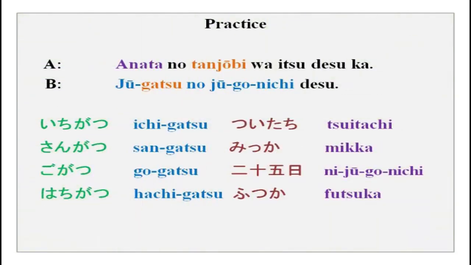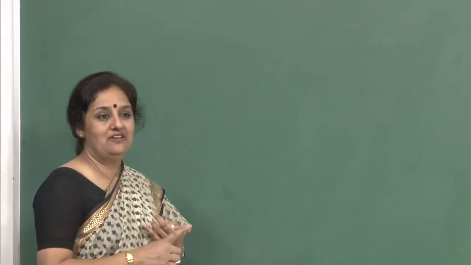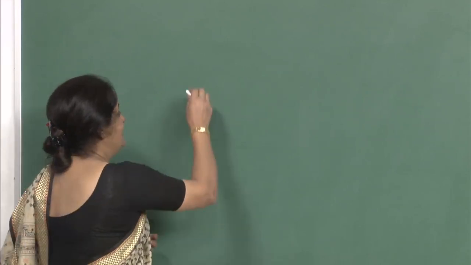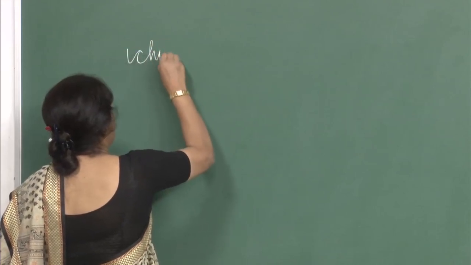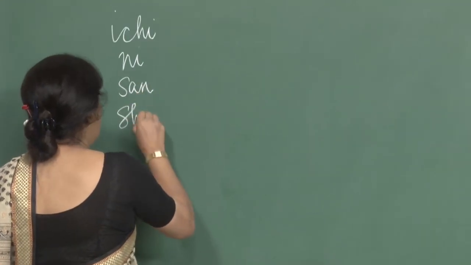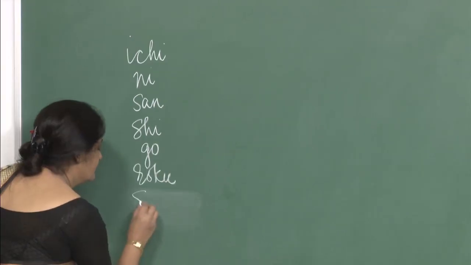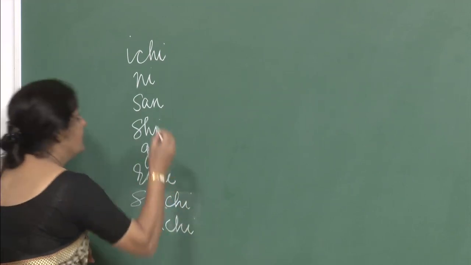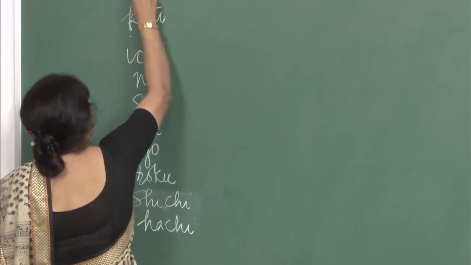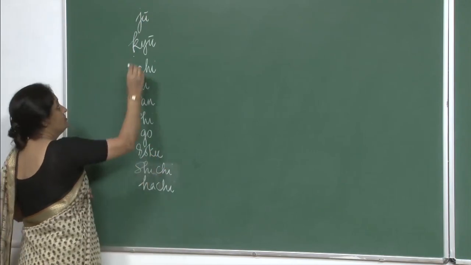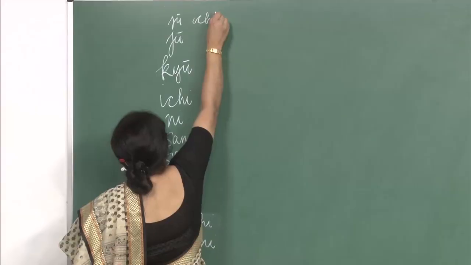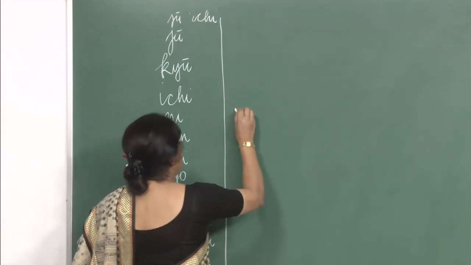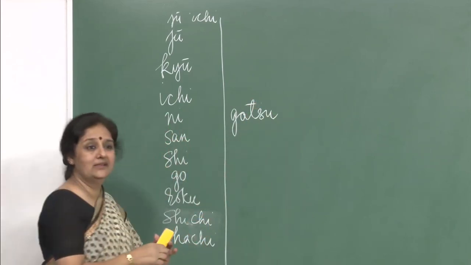Before that, I want you to do something which is important for this, and that is you need to know your months. So, we have January, February till December. It's very simple in Japanese. It is numbers 1, 2, 3, 4, 5, 6, 7, 8, 9, 10 and 11. After this you just need to put gatsu. The counter for month is gatsu.